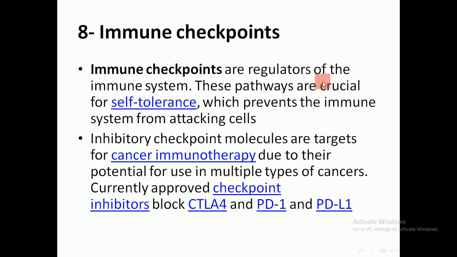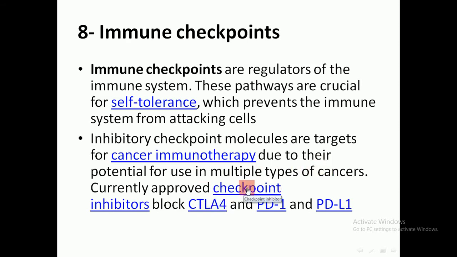There is immune checkpoint. Immune checkpoints are regulators of the immune system. These pathways are crucial for cell tolerance, which prevents the immune system from attacking cells. Inhibitory checkpoint molecules are targets for cancer immune therapy. So these immune checkpoints are present normally in the person, and we can use this method to be a source of immune therapy against the tumor.